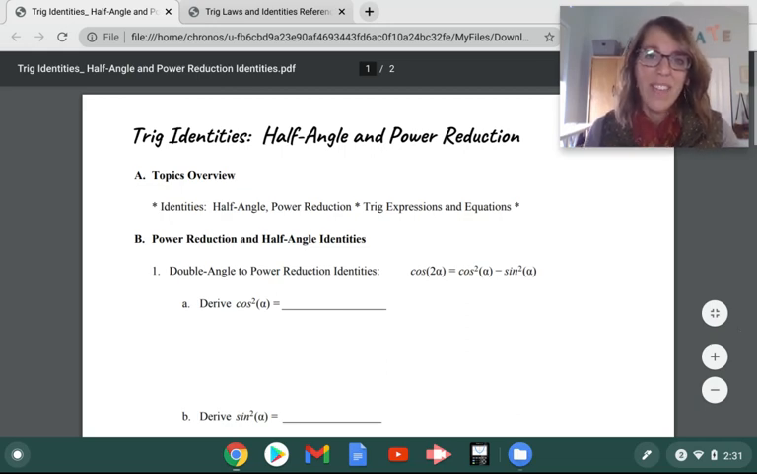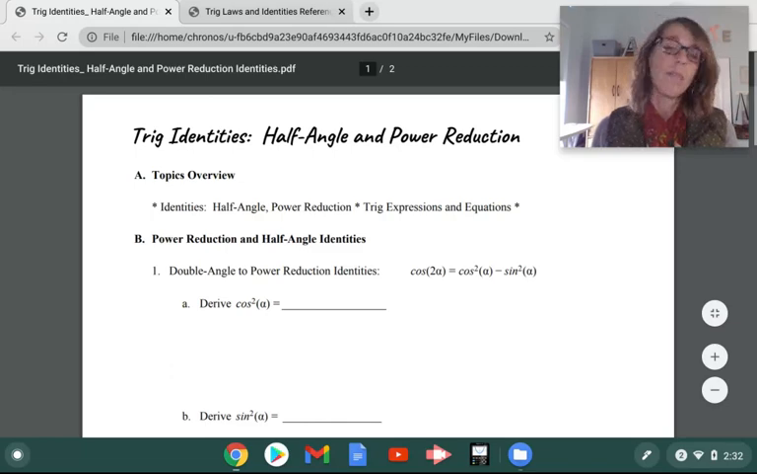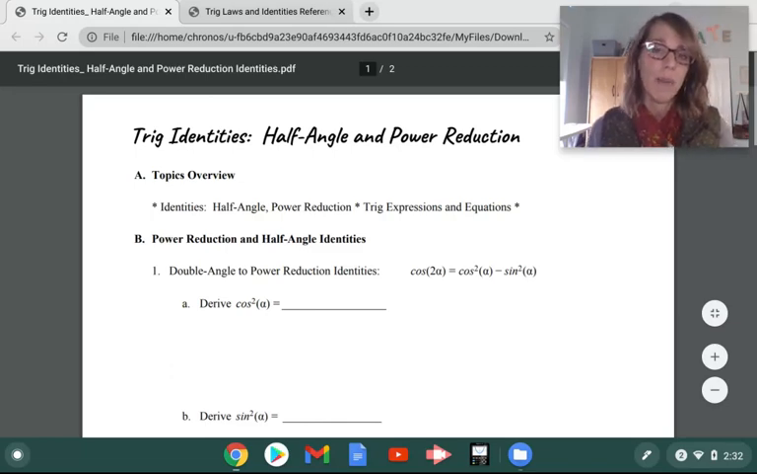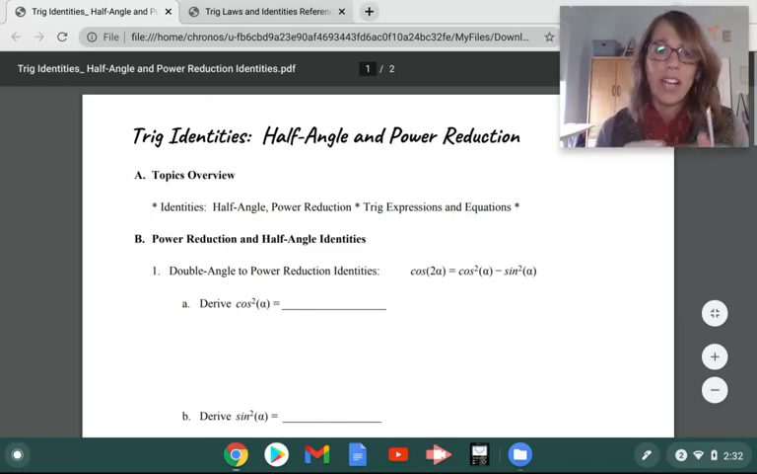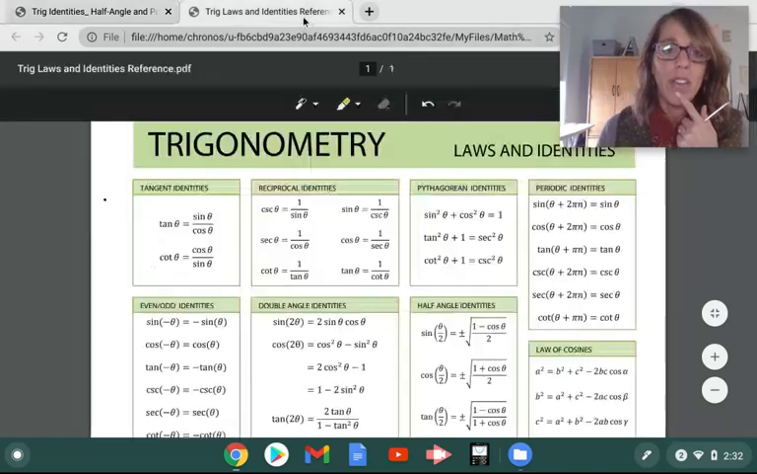We're going to look at the half angle and power reduction formulas. You're going to learn pretty quickly that both of these come from the cosine of a double angle, so they're pretty easy to derive. And if you end up in a position where you have to memorize them, they're also pretty easy to memorize.